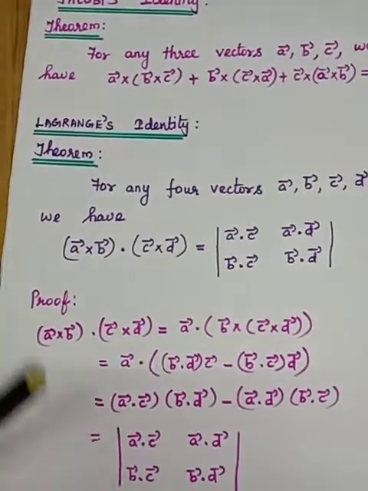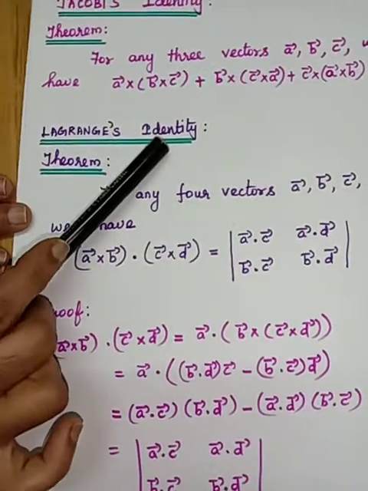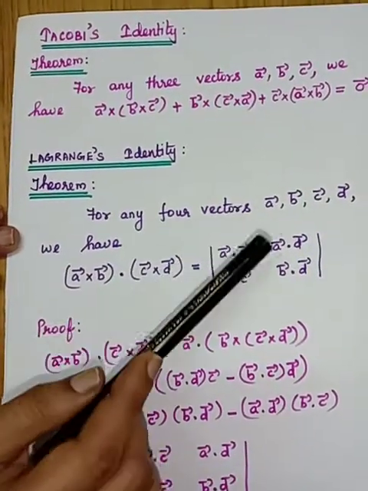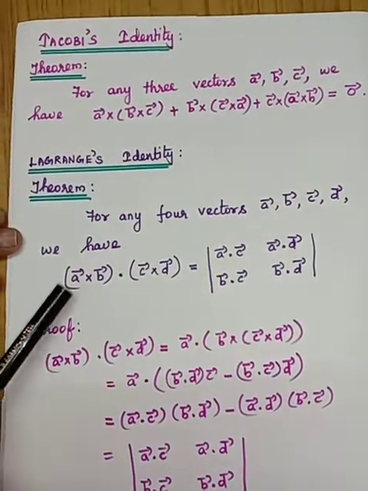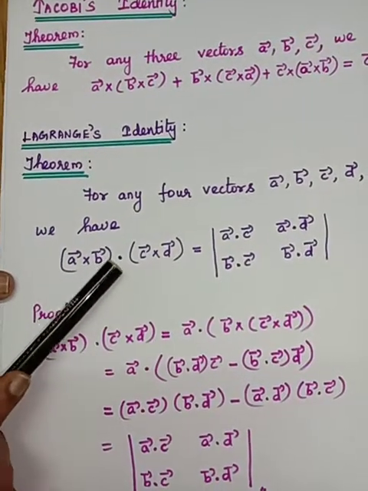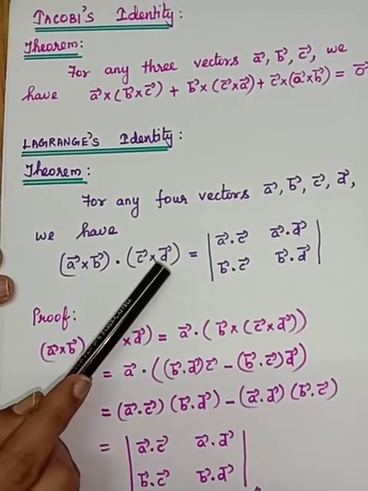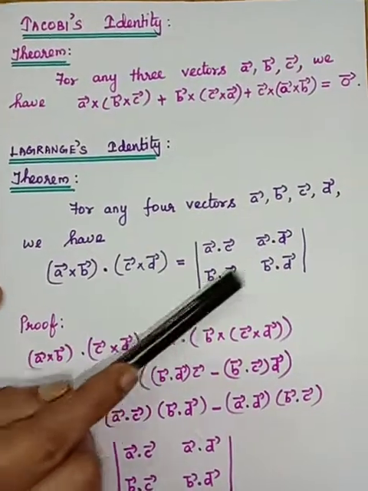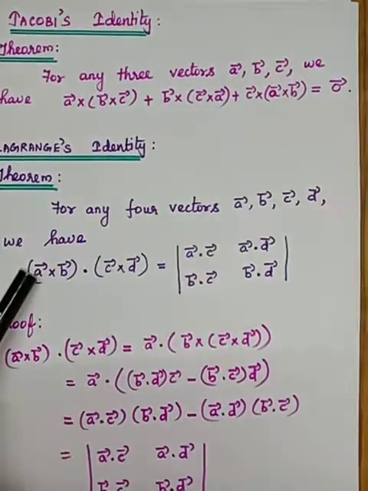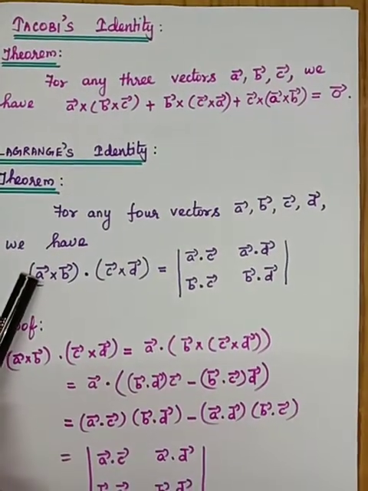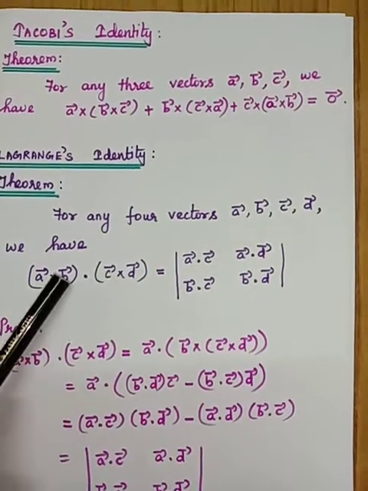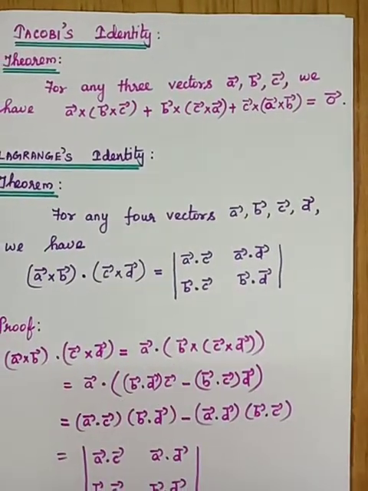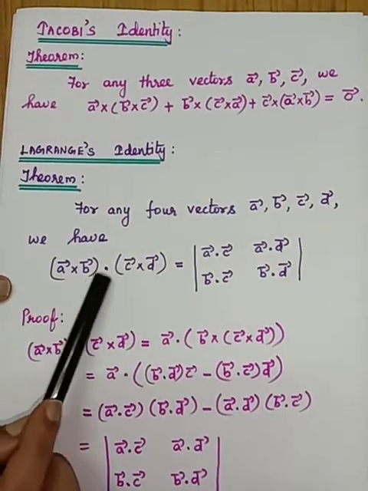Next we are moving to Lagrange's identity. For any 4 vectors, A vector, B vector, C vector, D vector, we have A vector cross B vector dot C vector cross D vector is equal to determinant: A dot C, A dot D in the first row, second row B dot C, B dot D. So you see now how many vectors here you are having?